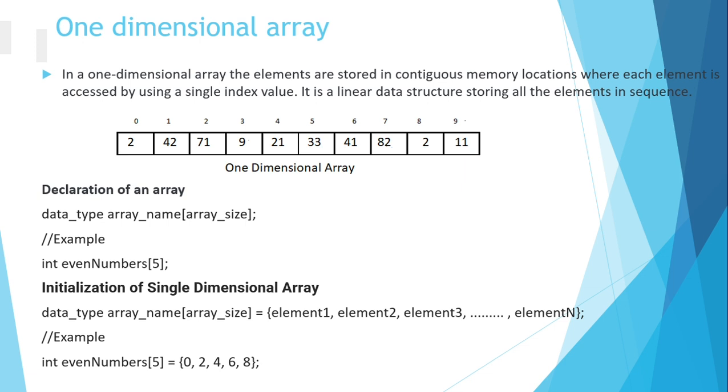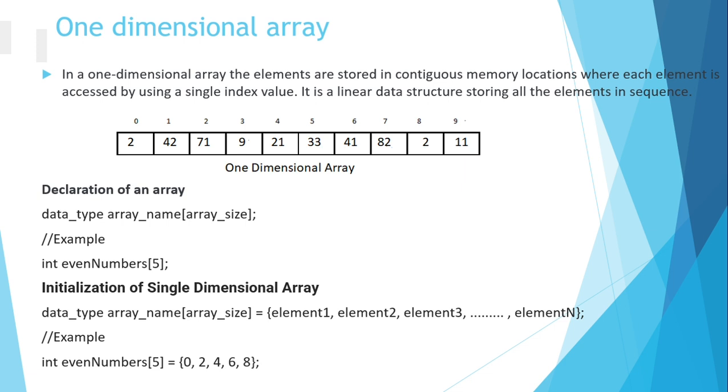Declaration of an array: data type, array name, and array size. Different data types can be used. The array name is the user's choice, and you have to specify the array size. For example, integer data type, evennumber is the array name, and 5 is the array size.